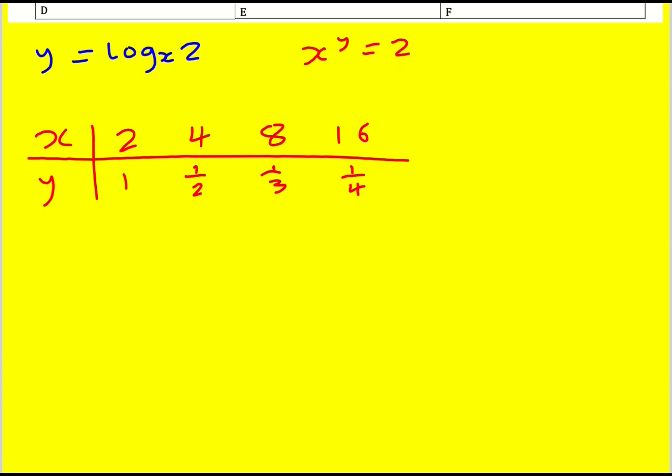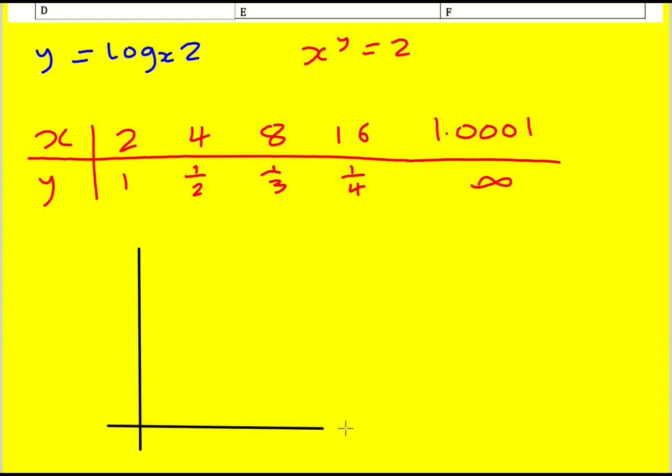If I think about, for example, if x was equal to 1, then I couldn't actually get an answer. But if I went with 1.0001, then y would have to be really, really big. So that would end up being infinity, kind of. It's going to approach infinity. That's what I'm trying to say. And in fact, y is always going to be positive.